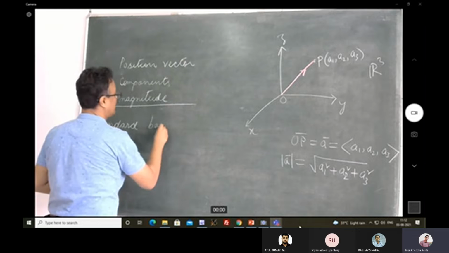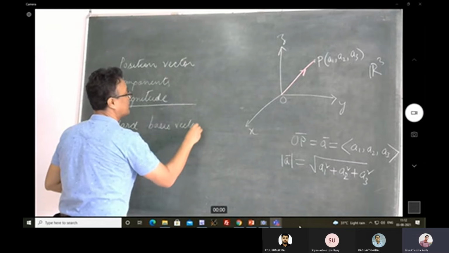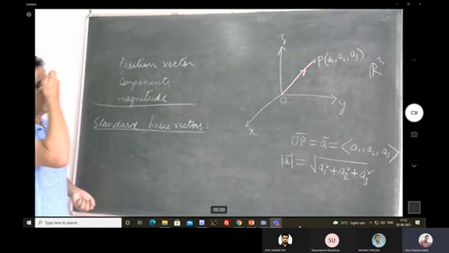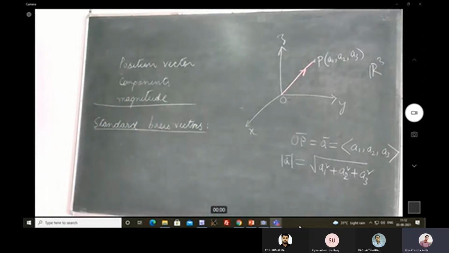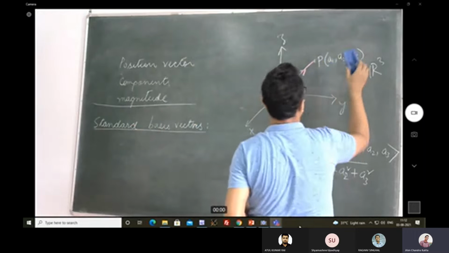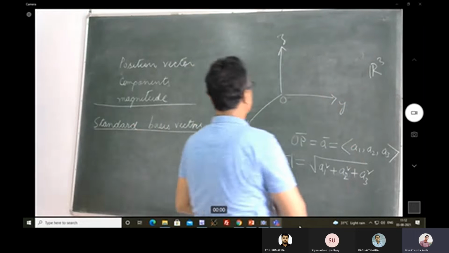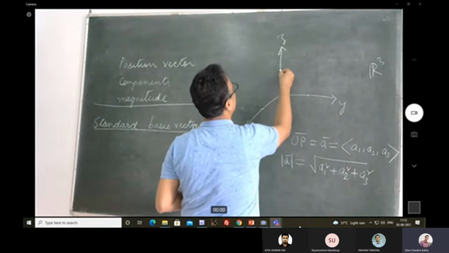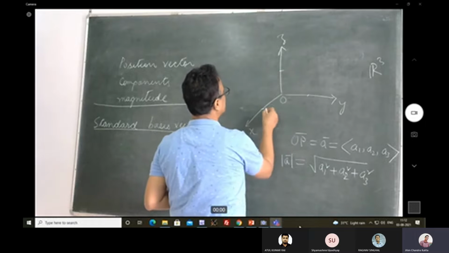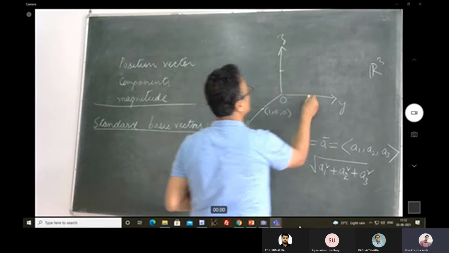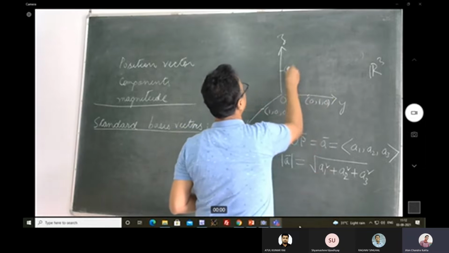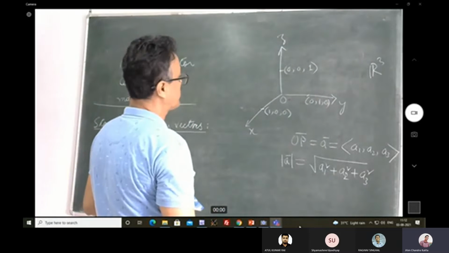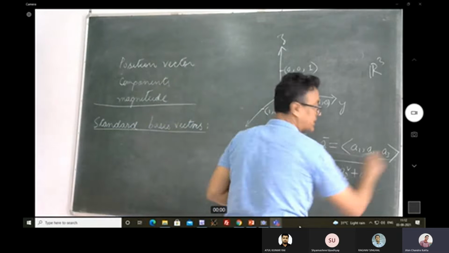So what are the standard basis vectors? Suppose in XYZ space, let me consider the points along x-axis, y-axis, and z-axis in such a way that their coordinates are 1, 0, 0; 0, 1, 0; and 0, 0, 1. Fine. So then, what is going to happen in terms of components, the way we define this vector?